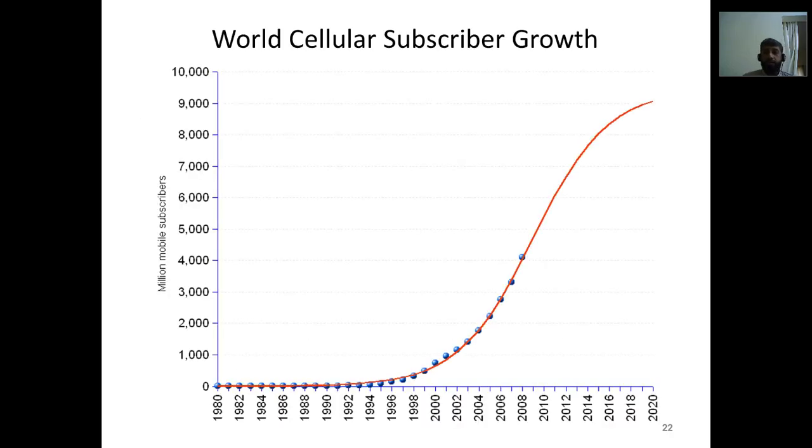This is a simple curve representing the growth of wireless subscribers in the world, in millions of subscribers. You can see that initially the number of users was growing at a very rapid rate because of the gap in the market. Very few users were having mobile phones at that time, and new users were getting mobile phones.